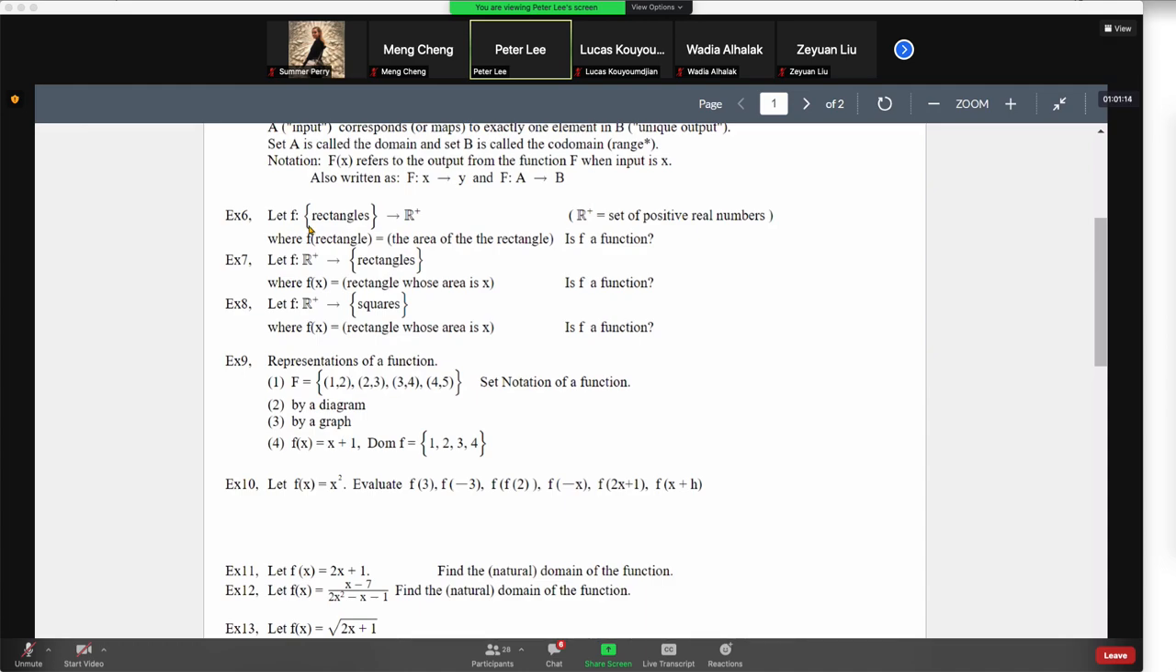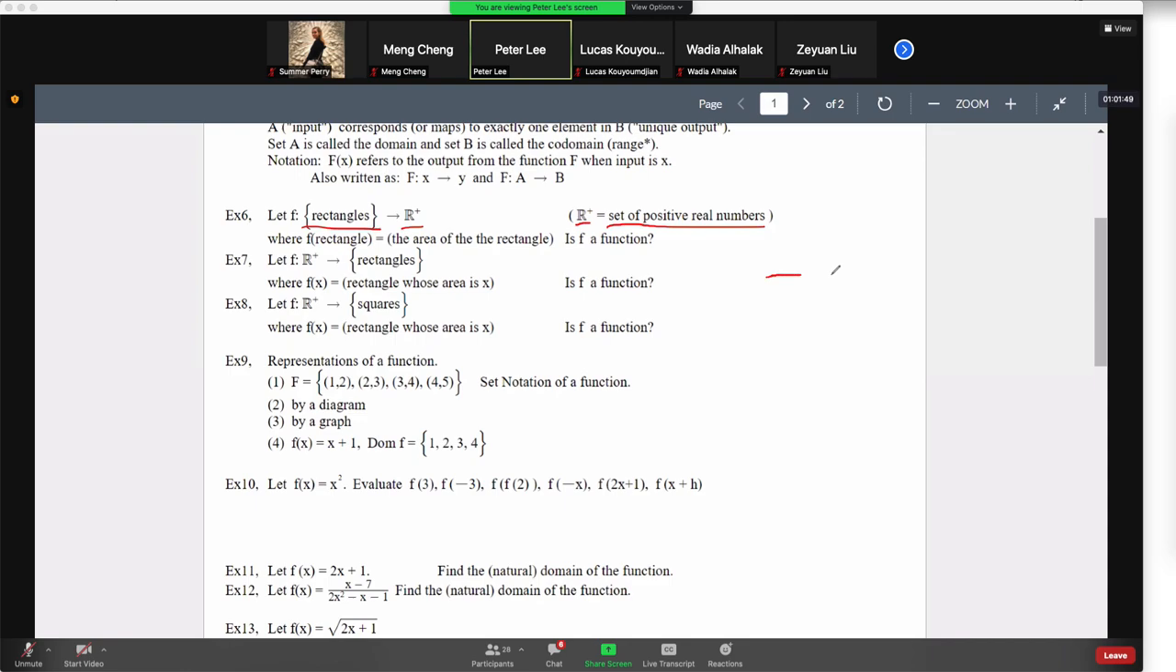Example 6: Let f be a function from the set of rectangles to the set R plus, which is the set of positive real numbers. What I mean by R plus is the set of all numbers which are bigger than 0. A function is a correspondence from one set to another set. The first set is the set of rectangles. This is not a set of numbers, it's a set of rectangles. And then the range, the second set, sometimes called the target set, is a set of real numbers.